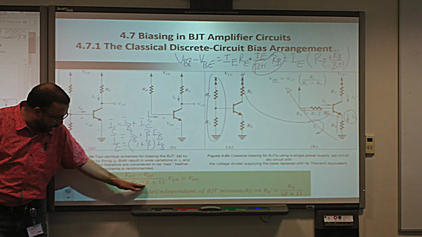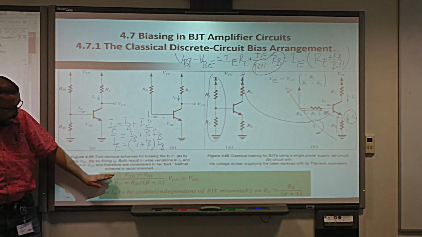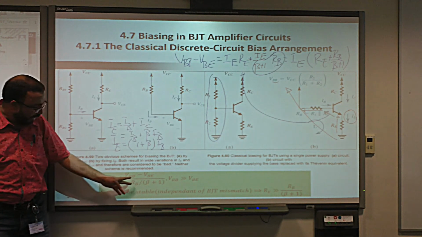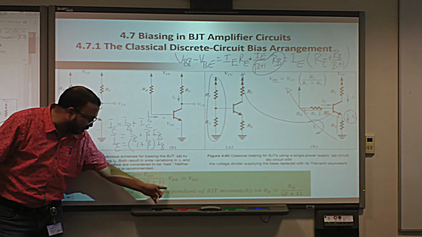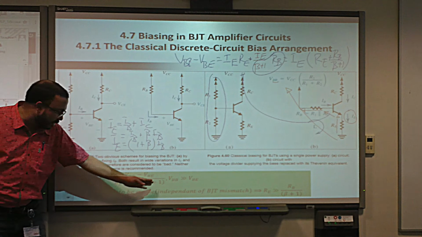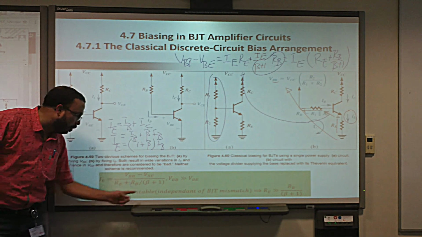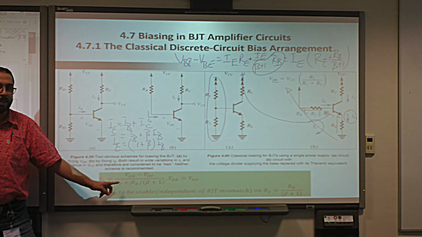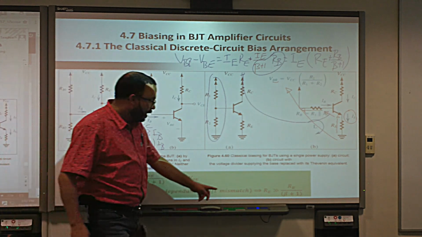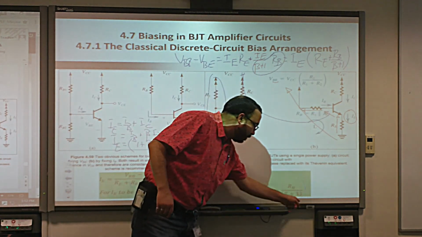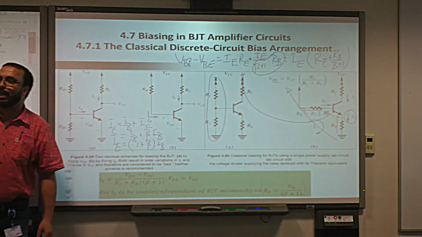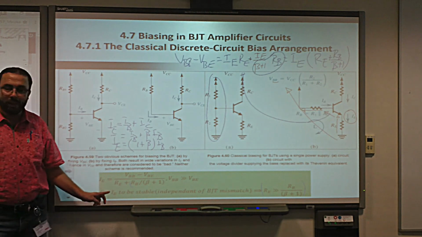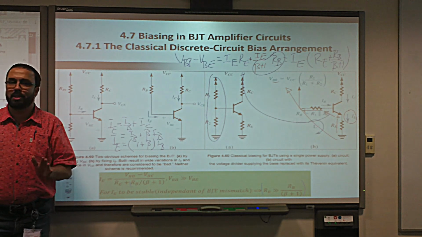But here is where to make IE really independent of the change in beta, we have to make this one as big as possible compared to this, yes or no? So that if this changes, it doesn't change the whole thing much, yes or no? Because RE is dominant. You understand? So that's the condition, to make RE much bigger than RB over beta plus 1. This is the condition to make IE stable.